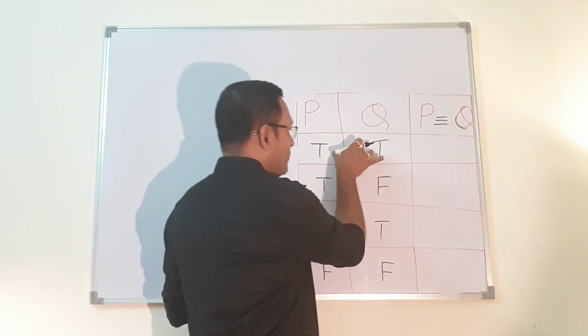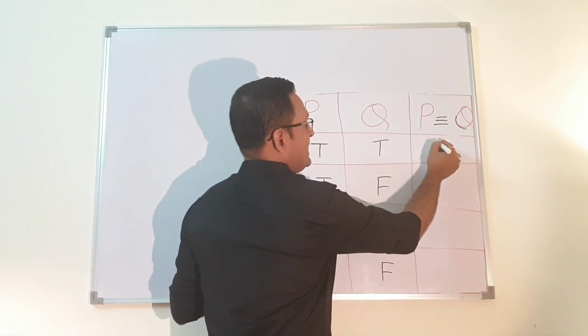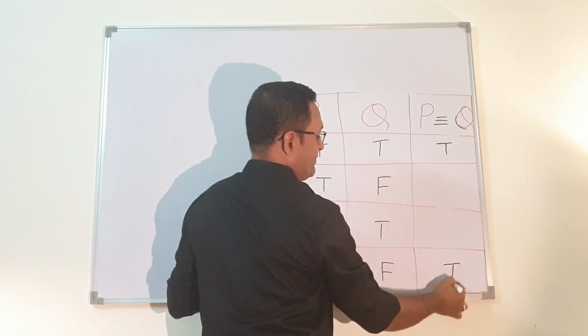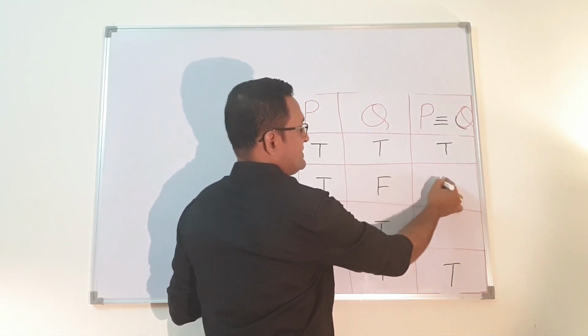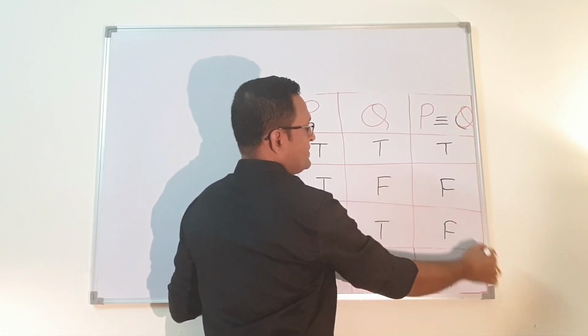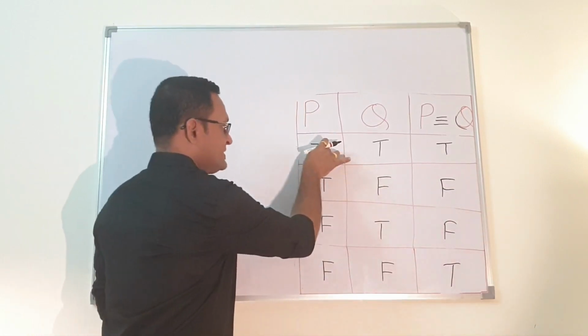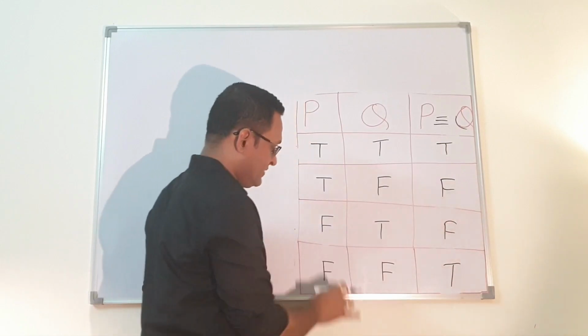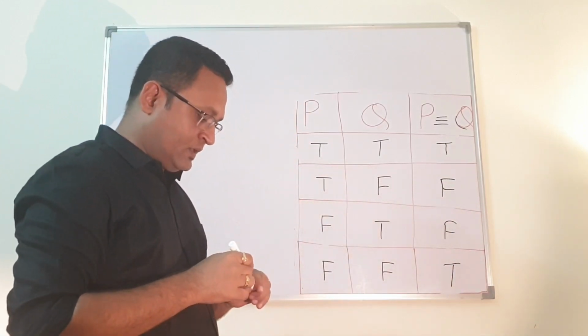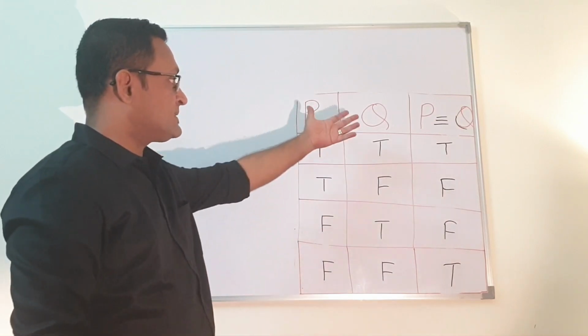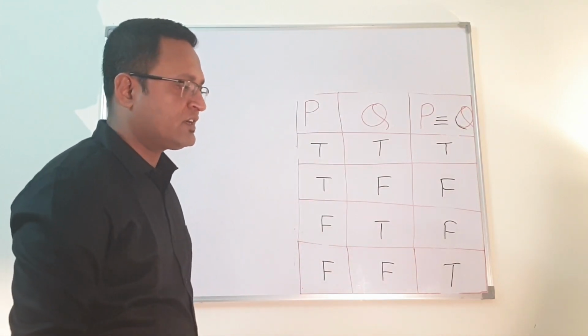In that case, if both the values are same, then the answer is true. If one value is one thing and the other value is another thing, in these cases it is false. This is equivalence. Equivalence says that if this is equivalent to this, then the answer is true, right? The rest of them are false. So this is about the truth function connectives.